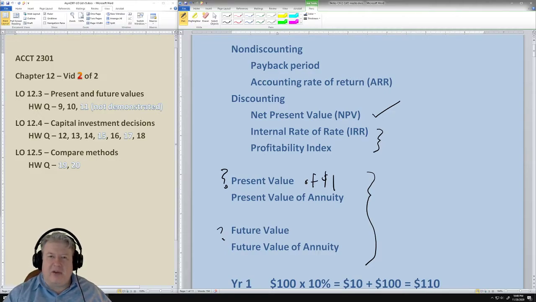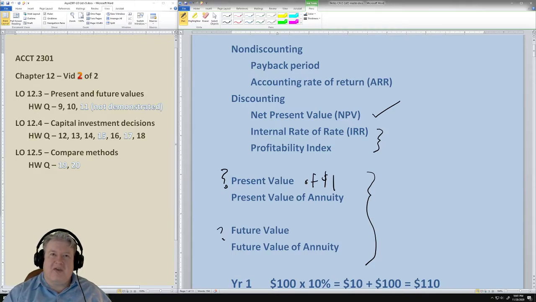And future value of annuity is, once again, annuity means the same amount of money happens every year. In other words, for example, future value of annuity: if I put $20,000 towards my kids' college education every year for 10 years, how much money would I have? Well, you'd have 20,000 times 10, but you'd have all of the interest that's building up too.